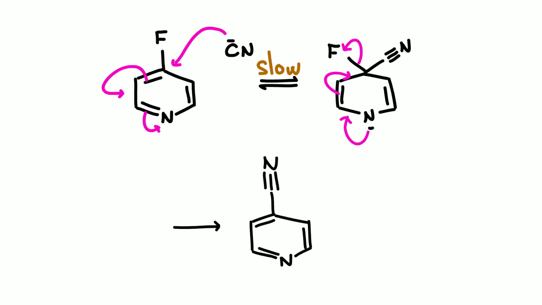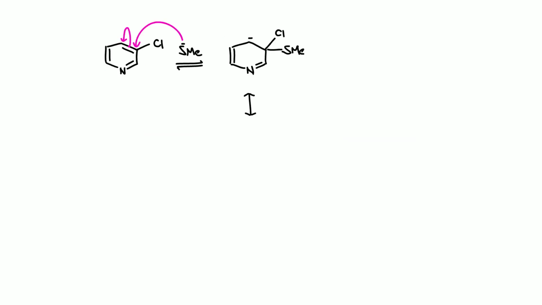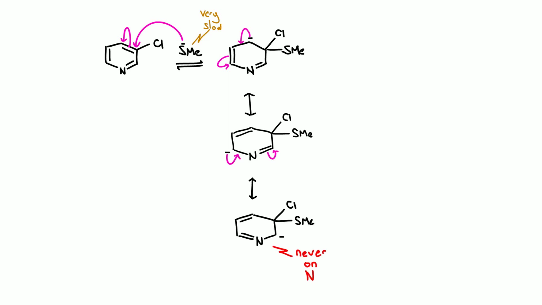Electron-deficient alkenes that can place the negative charge on an electronegative atom react fastest in these reactions.